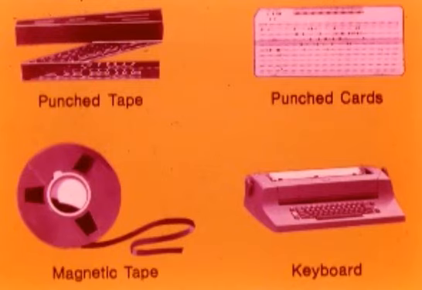Instructions and data are given to the digital computer by means of punched tapes, punched cards, magnetic tapes, or directly from the operator's typewriter keyboard. Digital answers are usually in the form of printed sheets, which of course must be read and interpreted.